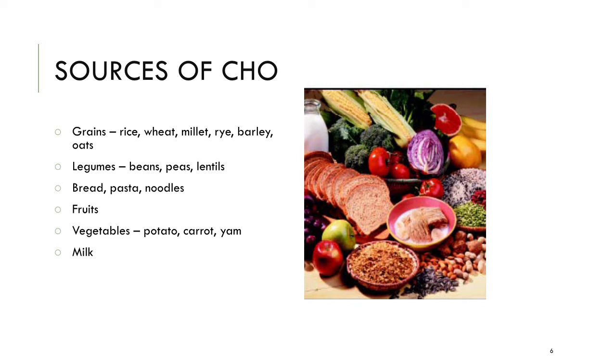Traditionally, we get our carbohydrates from grains. Among Asians, we get our rice. In Western countries, more wheat, millet, rye, barley, or even oats are consumed in the normal diet. These are the traditional sources of carbohydrate, whether in the Asian or the Western diet. We can also get carbohydrates from other food sources, like legumes: beans, peas, and lentils. Processed carbohydrates include bread, pasta, and noodles. We can also get carbohydrates from healthy fruits and vegetables, and even from milk.